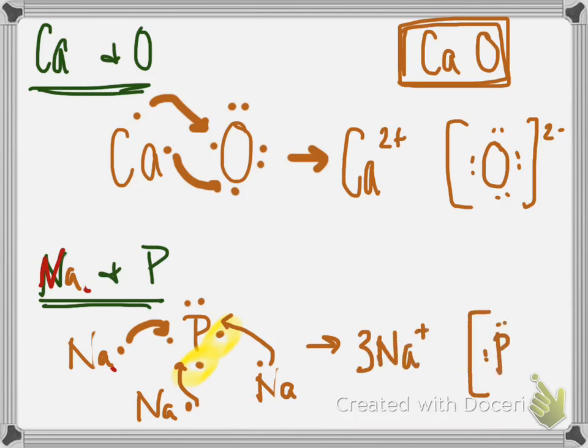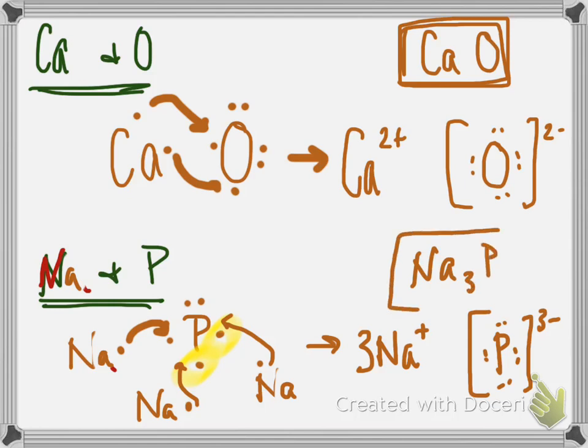So now we end up with 3 sodium ions and 1 phosphorus ion, which has a 3- charge. That means that our formula is Na3P. So essentially, this lesson is just to show you how those electrons are actually transferring from the cation to the anion. You guys can work on that page in your homework now.